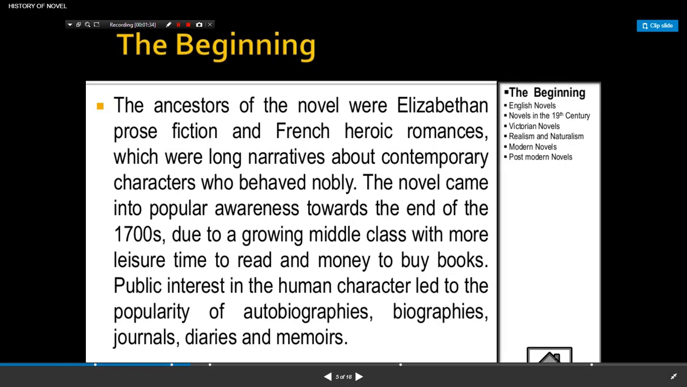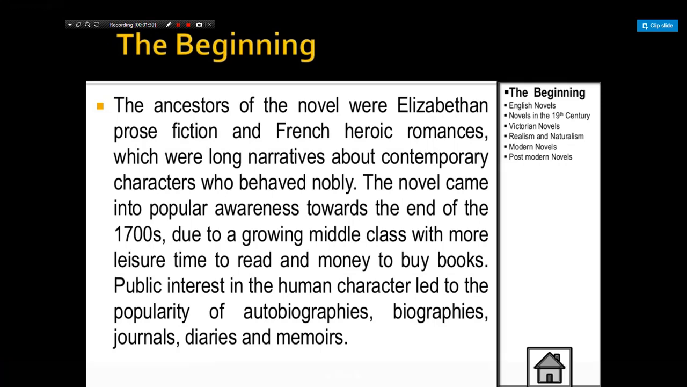In the beginning, the ancestors of the novel were Elizabethan prose fiction and the French romance, which were long narratives about contemporary characters who behaved nobly. The novel came into popular awareness towards the end of the 1700s due to a growing middle class with more leisure time to read and money to buy books. Public interest in the human character led to the popularity of autobiography, biography, journals, diaries, and memoirs.